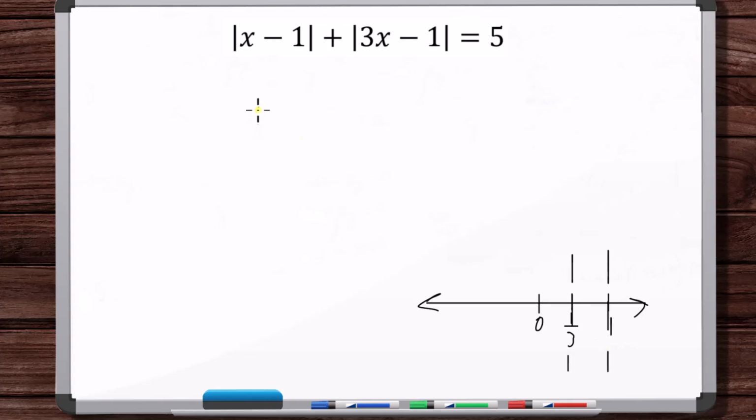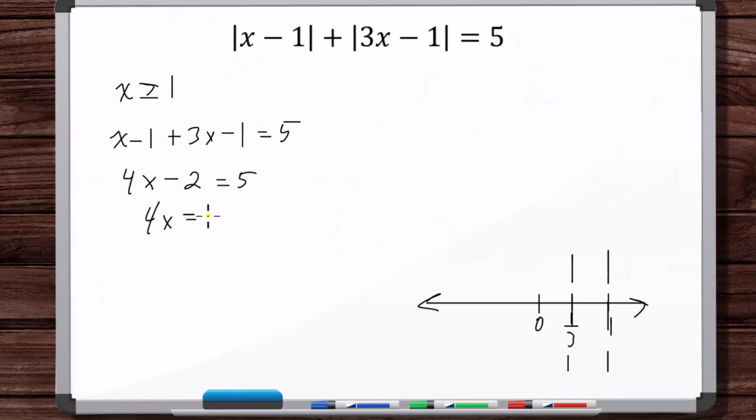So let's do, if x is greater than or equal to 1, then both are going to be positive. Okay, x plus 3x is 4x, minus 1 is 2. 5 plus 2 is 7. X is equal to 7/4. Is 7/4 greater than or equal to 1? Yes. X is equal to 7/4 is a solution.